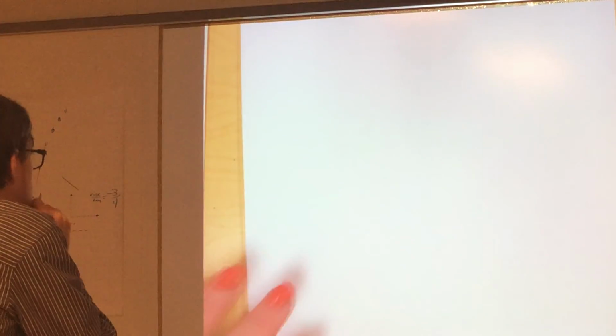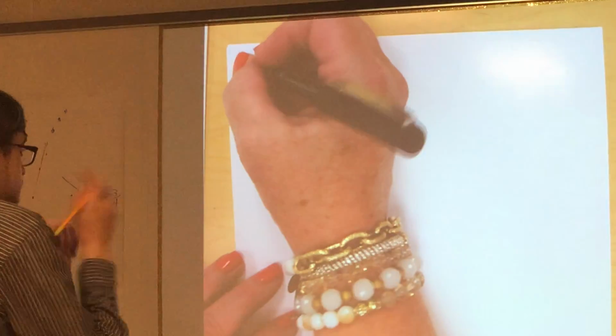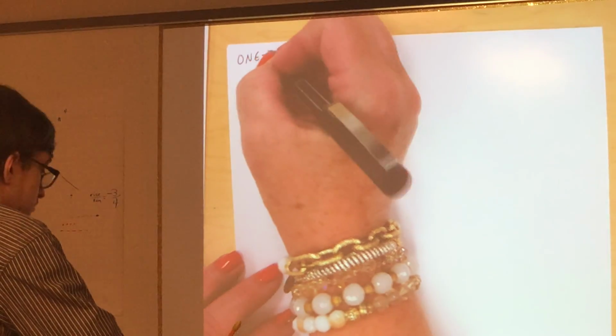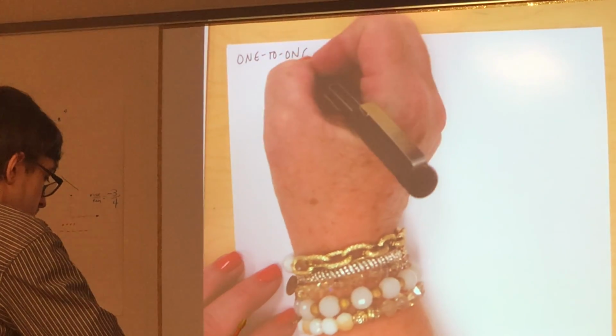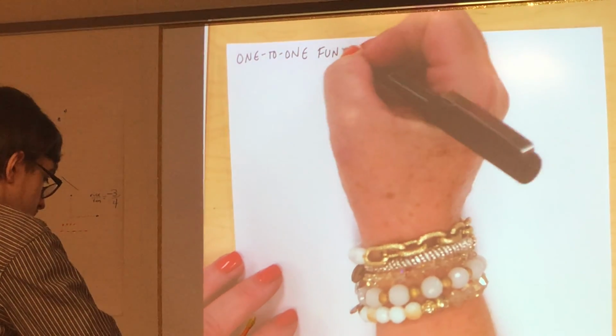All right, so here we go. We're going to define something. Now, you have never heard of this. All right? So, let me find the top of my paper. This is called a one-to-one function.